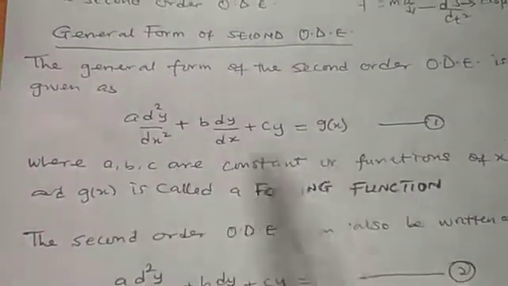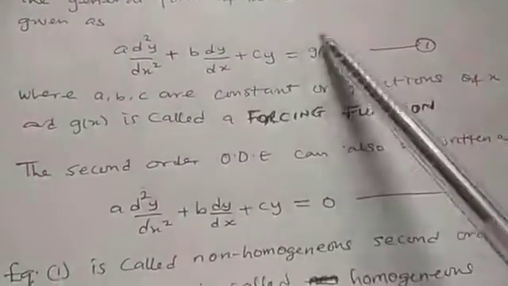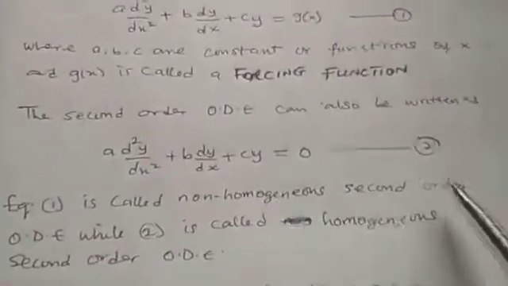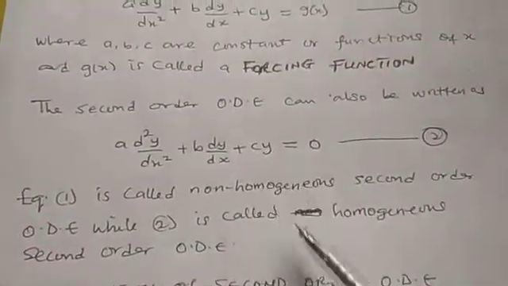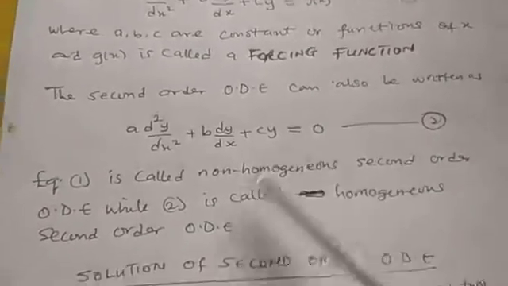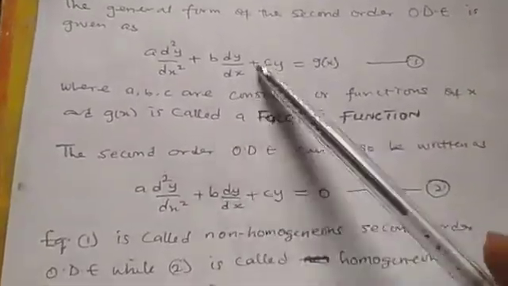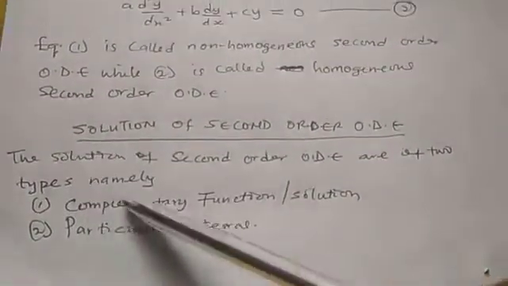So this equation can also be written as this: a d²y/dx² plus b dy/dx plus cy, where this g(x) is not there, is written as 0. So this equation 1 here, we call it non-homogeneous second order ODE, while this number 2 is called homogeneous second order ODE. Now, the next thing is, how do we find the solution to these two? So, solution to the second order ODE.